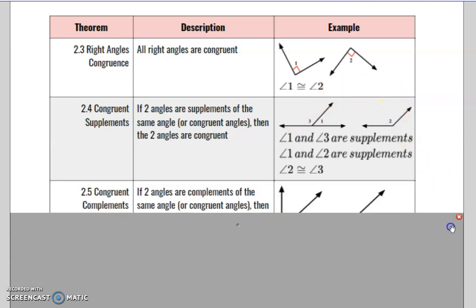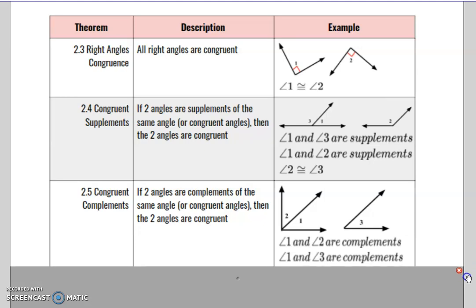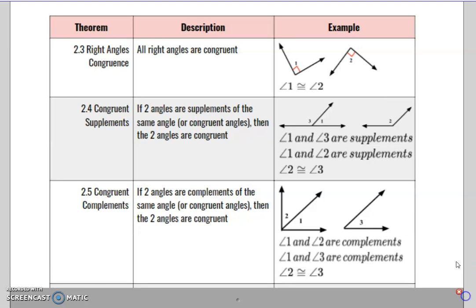Very similar is the congruent complements theorem. I'm not going to talk about this one in detail because it's the same thing just for complementary angles. 1 and 2 are complements, 1 and 3 are complements. That means 2 and 3 are congruent.